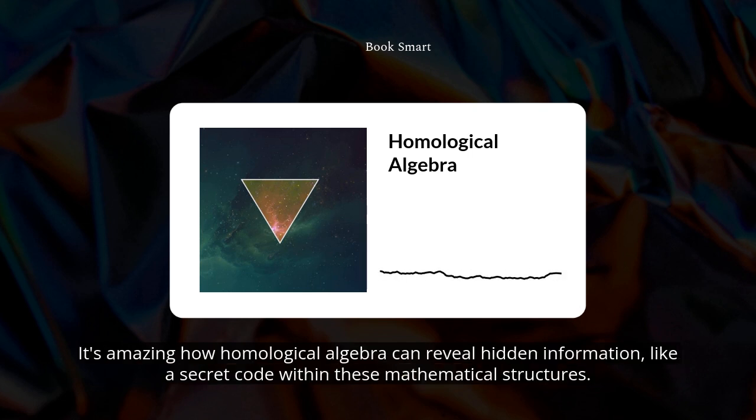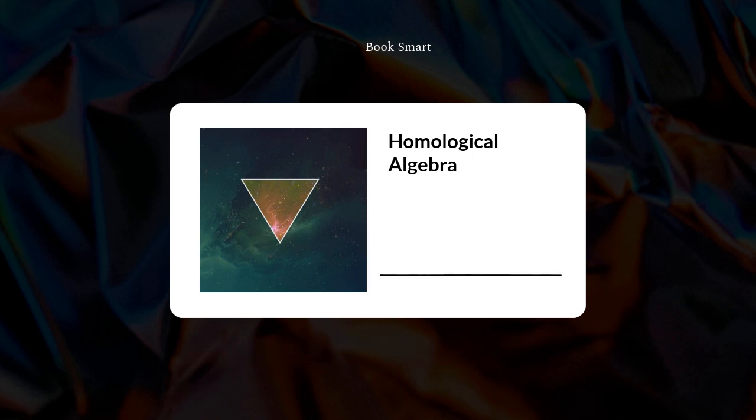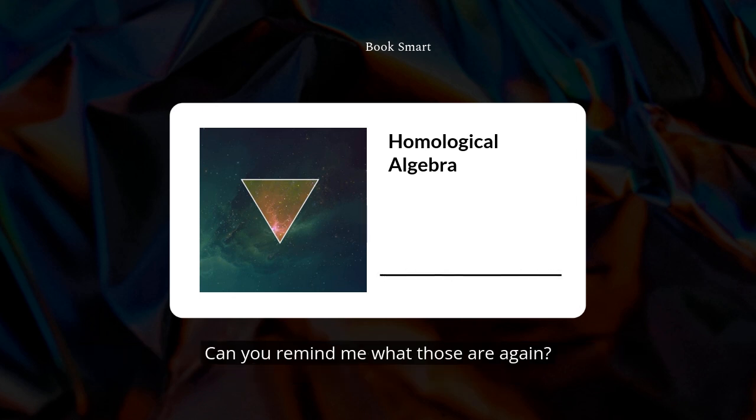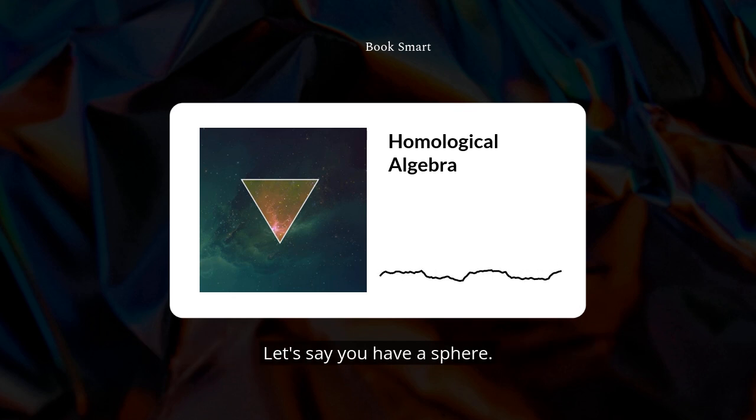It's amazing how homological algebra can reveal hidden information, like a secret code within these mathematical structures, things we wouldn't normally be able to see. It's like we're using X-ray vision, but for math. The book mentions how homological algebra can even help us calculate these things called Betti numbers. Can you remind me what those are again? Oh, sure. Betti numbers, they're a way to measure the number of holes in a space. Let's say you have a sphere, it's solid, no holes, right?